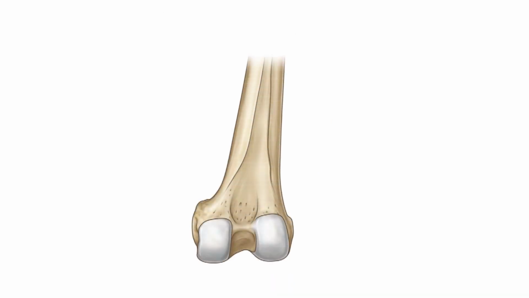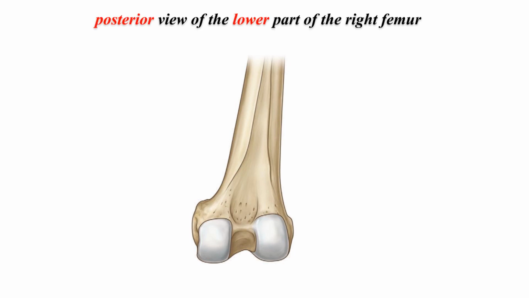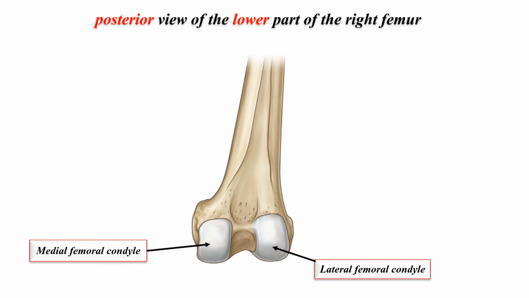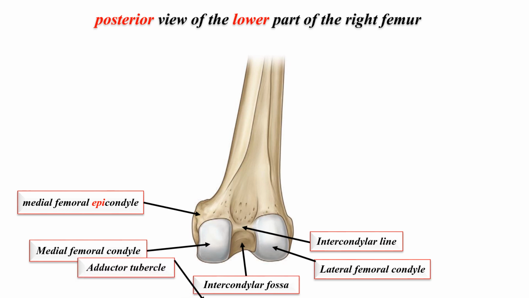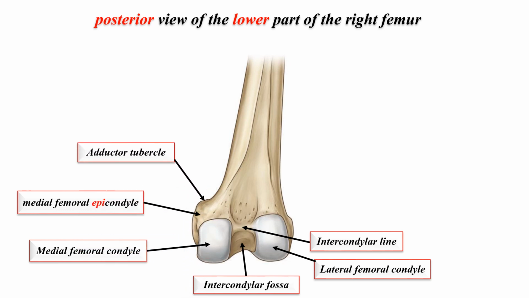This is the posterior view of the right femur. It is the magnification of the lower part of the right femur. This is the medial femoral condyle and the lateral femoral condyle. Between the medial and lateral femoral condyles, this is the intercondylar fossa. Above the intercondylar fossa, this is the intercondylar line. This is the medial femoral epicondyle, and this is the adductor tubercle for attachment of the adductor magnus muscle.